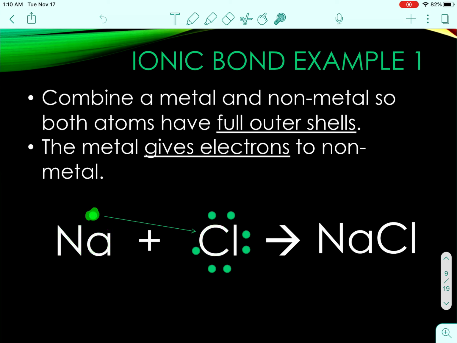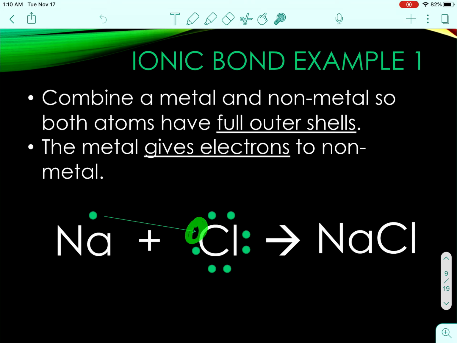Sodium is in group 1, so it has 1 valence electron. Chlorine is in group 17. It has 7 valence electrons, so there's 7 drawn there. So notice, remember that metals want to give away their electrons because they've got less than 4. So this lone electron that sodium has is going to be gone. It wants to get rid of it.